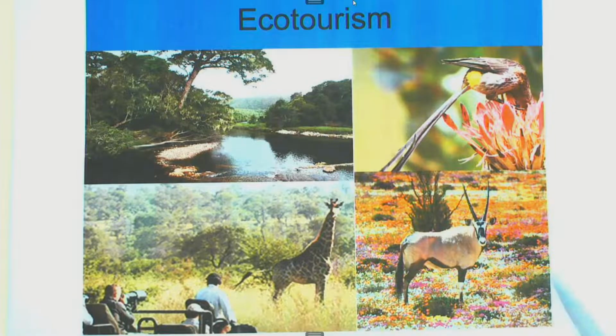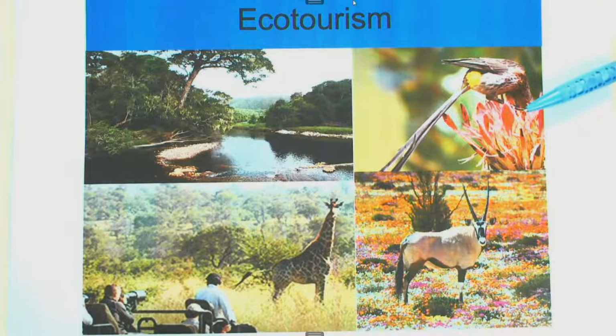Now, this one that we have here with the gemsbok, that is the Namaqualand, where you can see all the flowers, the Namaqua daisies, all the beautiful colors, and people go there. And then obviously when they go there, they have to sleep somewhere and they have to eat somewhere, and that provides an income to people that otherwise would not have a job. So ecotourism is a good thing.